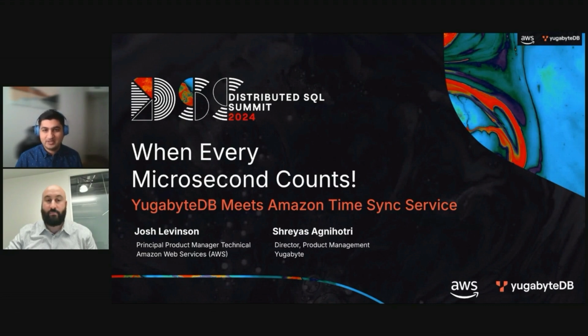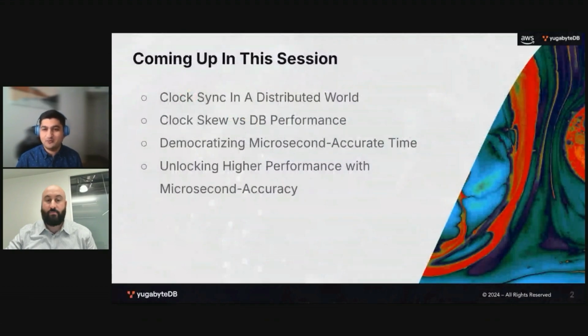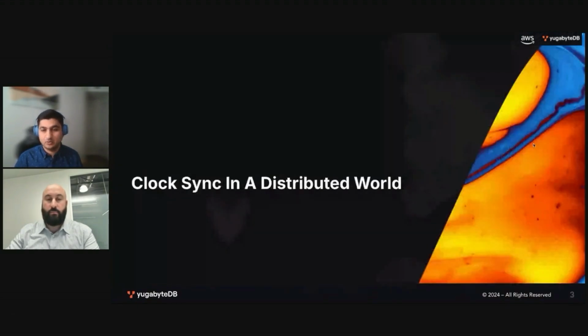So before we go further into the topic, here's a little overview of what to expect in this session. We're going to cover how clock sync works in the distributed world and some of the related challenges, how it affects the DB performance, and then how Amazon Time Sync service is making life better for everyone building a distributed system. And we are very excited to talk about some of the results we have been able to unlock by working together with Amazon here. So without further ado, let's launch into clock sync in a distributed world.